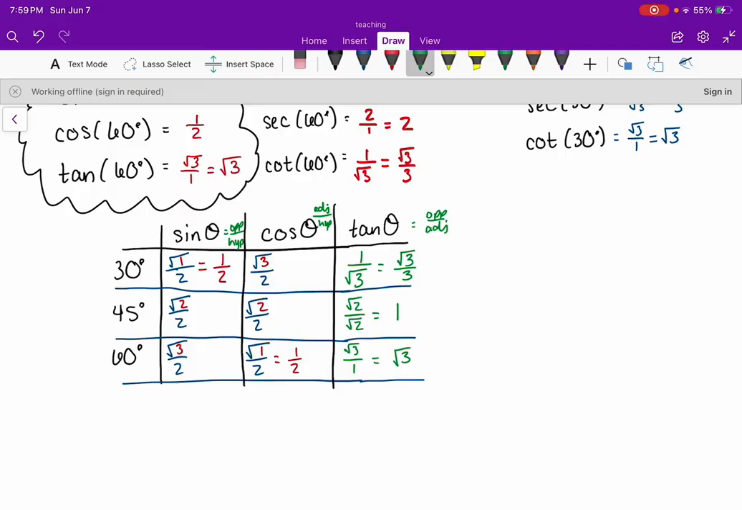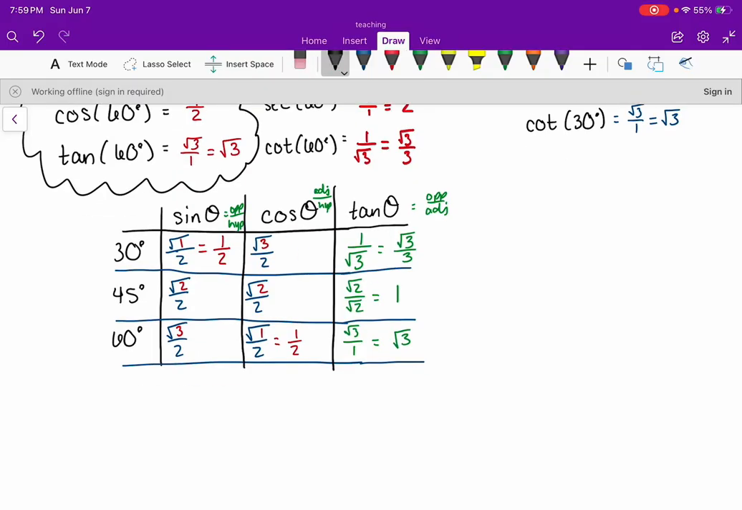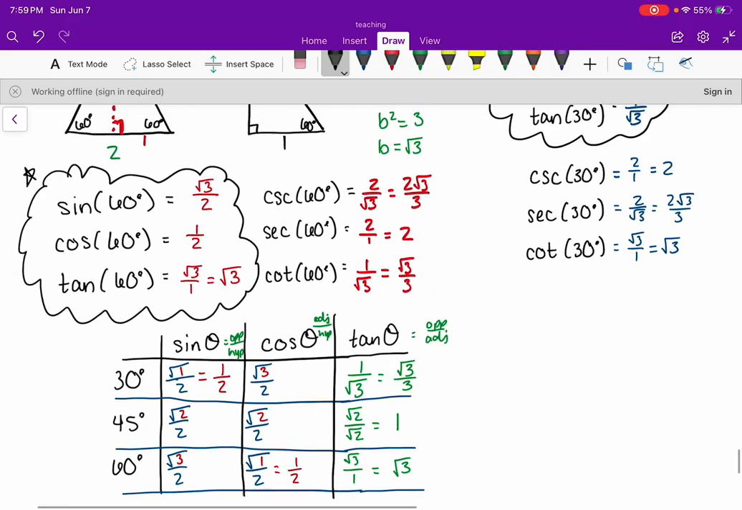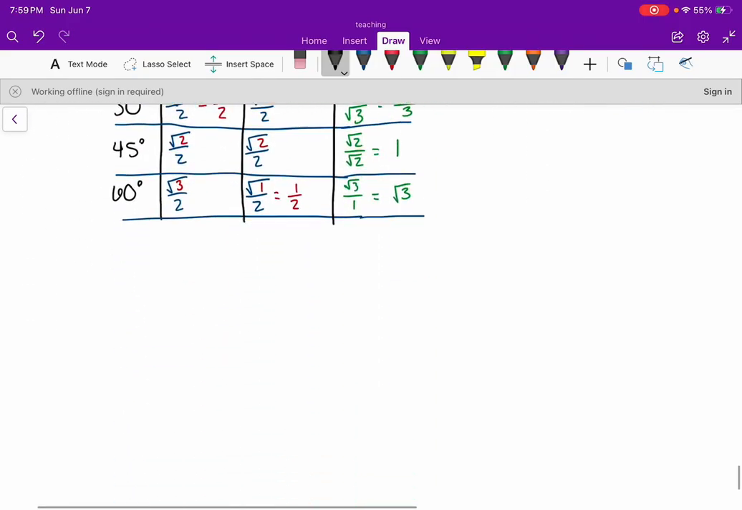Now, I really can't stress this enough to you, but you do need to memorize all of these. If you do not, you will have a hard time in trig, because we're going to use this the whole way. So take some time to remember these things.